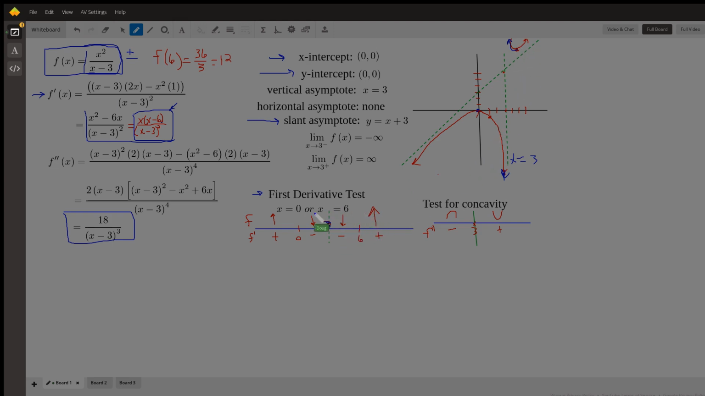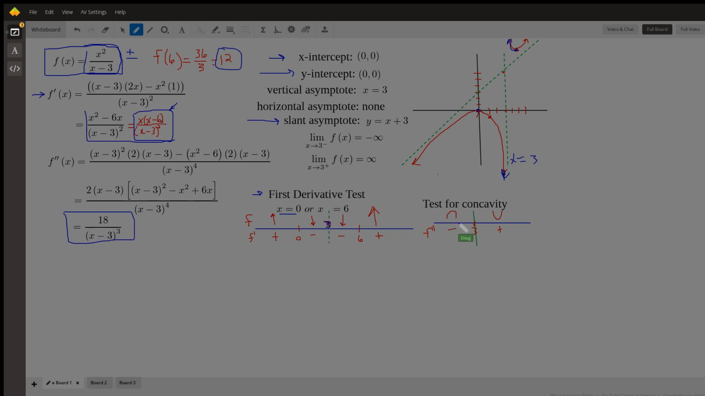And by the way, when x is 0, y is 0. But when x is 6, y is 12. So this is the point (6, 12). That's a relative minimum. And the test for concavity: to the left of 3, this thing is always negative.